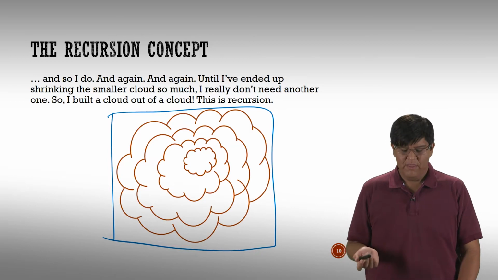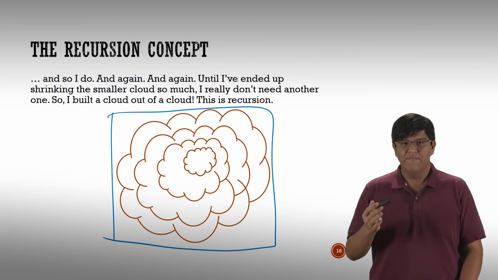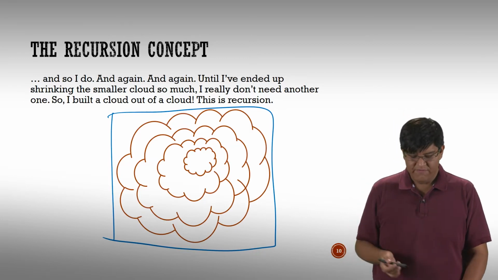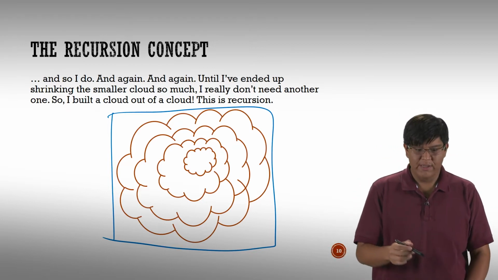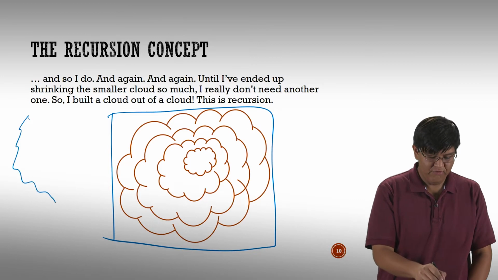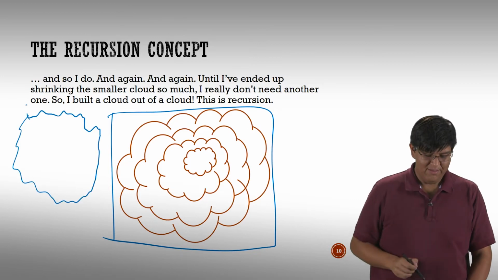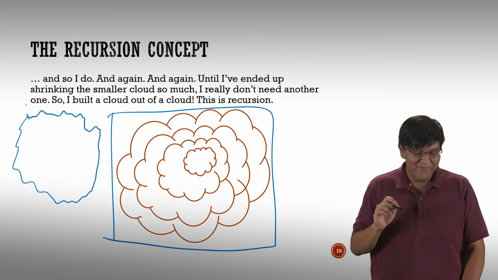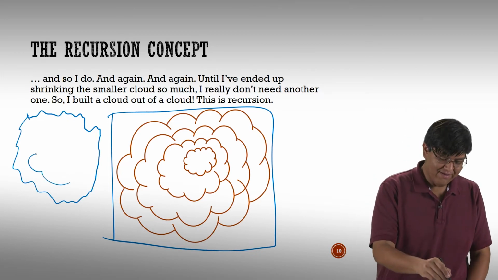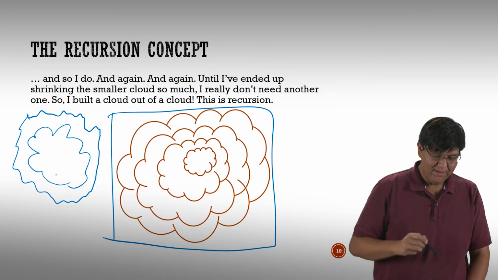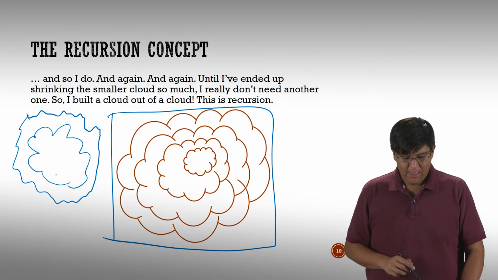So this is recursion. Basically, the idea is I've built something from itself. I wanted to make a 3D looking cloud, so I said, okay, I'm going to do a little bit of work. Maybe I draw an outline of a cloud. It's even worse than the clip art. And then I draw another cloud inside of it, right? And I just do it again and again and again.